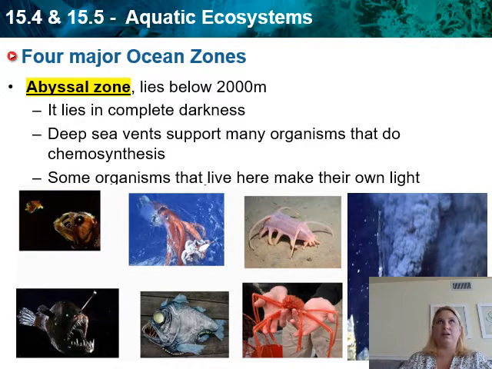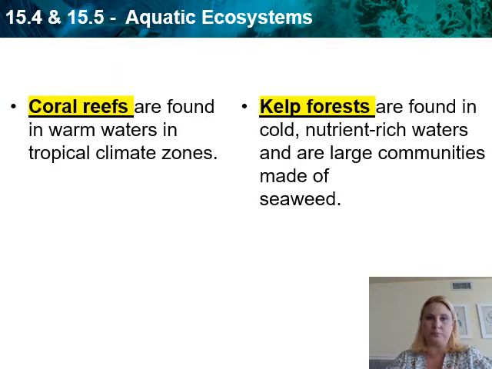You've seen, like in Finding Nemo and other movies, those anglerfish that have that little light on the tip used to lure in their prey and stuff like that. That's an anglerfish, and they live down there in the abyssal zone.